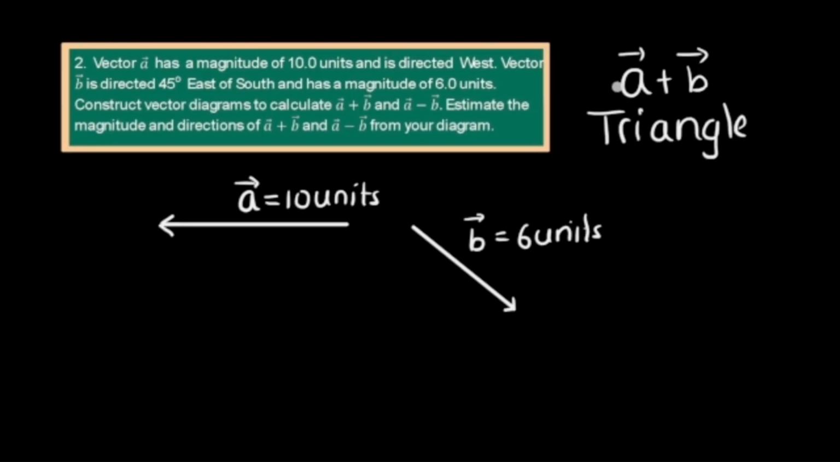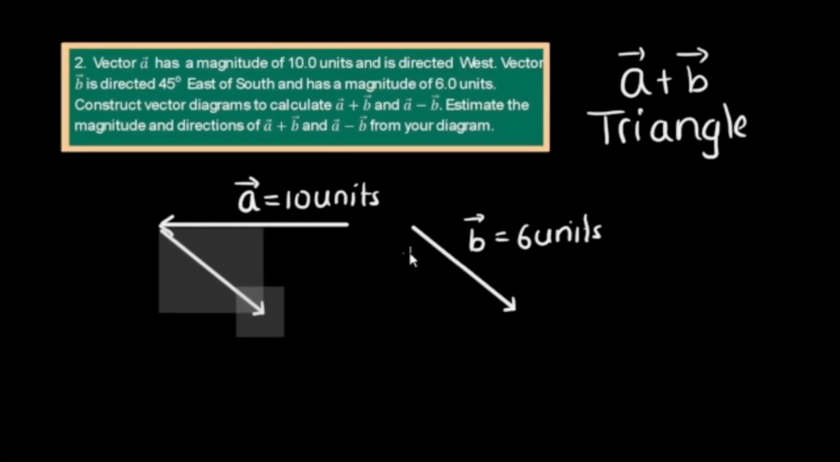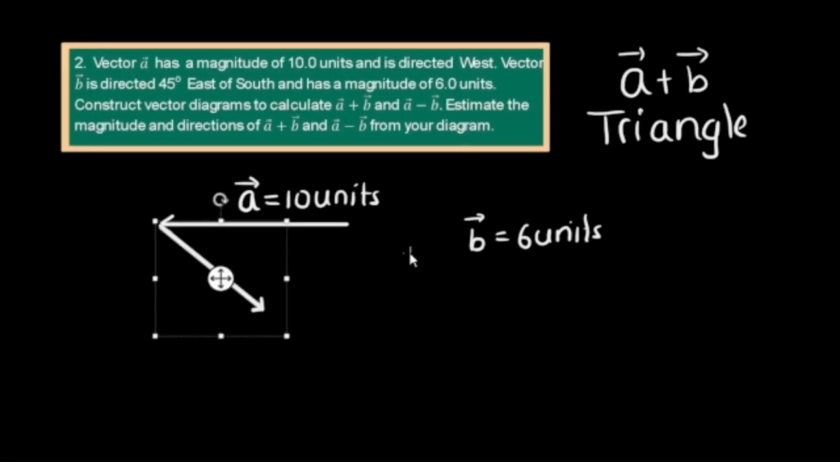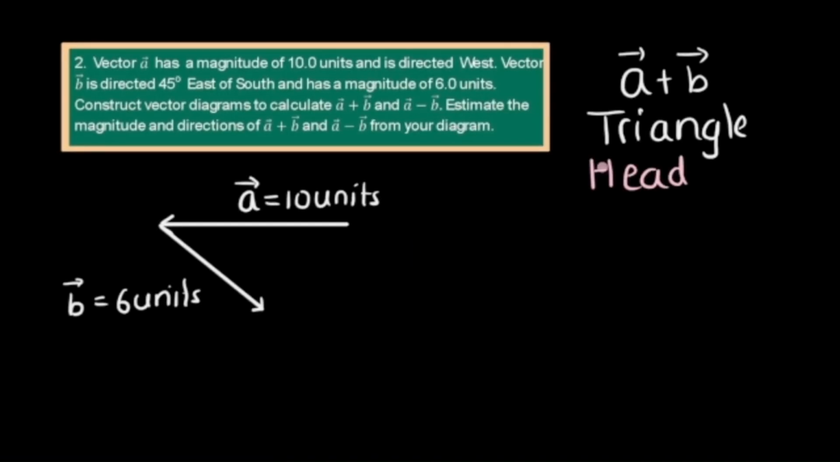What do we do in triangle law of vector addition? We keep the first vector where it is. We take the second vector and move it parallel to itself until the tail of the second vector coincides with the head of the first vector. So here we go. We have now placed vectors A and B head to tail, as the triangle method asks us to do.